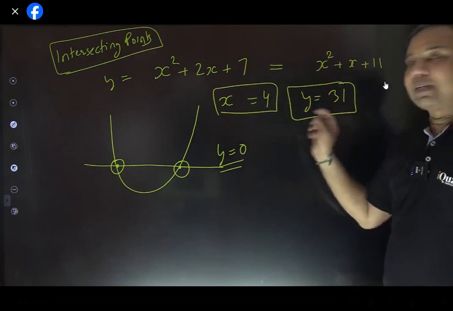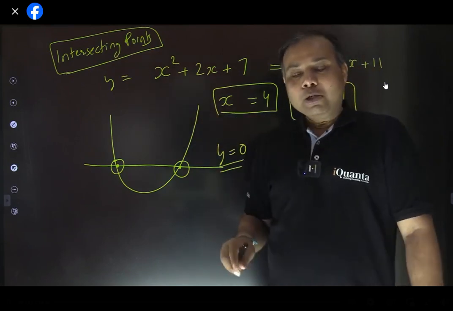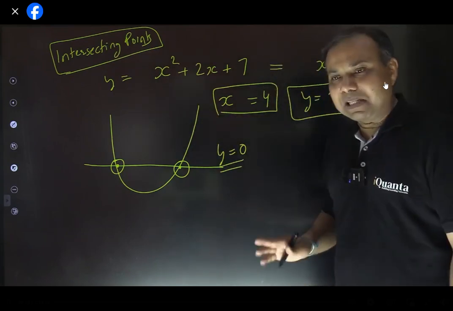So what was this thing? It was just an intersection point or intersecting point. Fine. So that's how we need to check whether two polynomials have a common root or not.